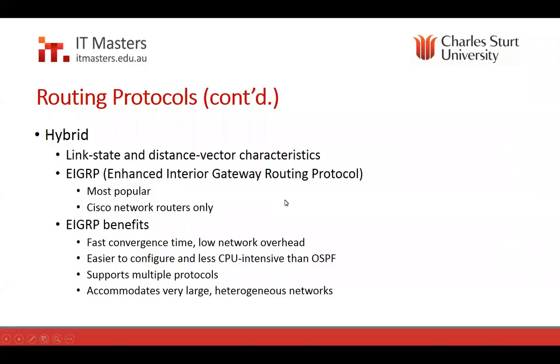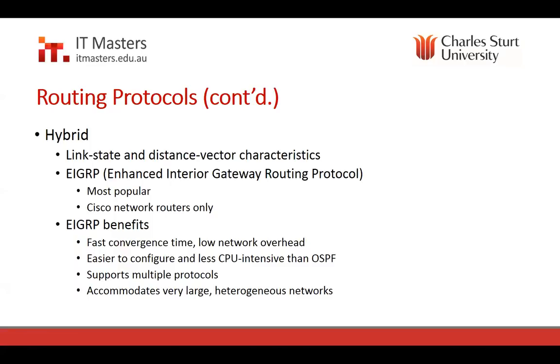Hybrid protocols: good old Cisco, as usual, had to come up with their own thing. They came up with Enhanced Interior Gateway Protocol, EIGRP, which was a combination of link state and distance vector characteristics. Go figure. They've also got one called IGRP, which is just EIGRP without the enhancements. EIGRP is the most popular, and only works on Cisco routers, of course, as it's proprietary. They allege that it's got faster convergence time, lower network overhead, is easier to configure, and is less CPU intensive than OSPF.